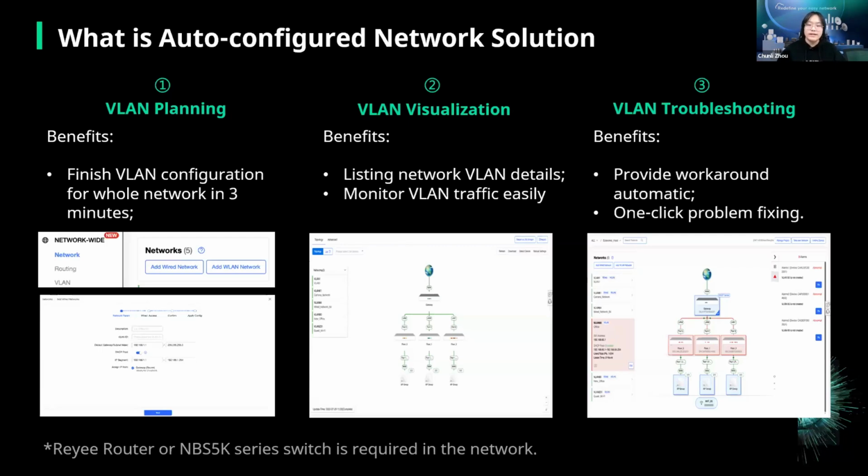It can list network VLAN details in the Reyee Cloud interface, and monitor VLAN traffic easily. Okay. And thirdly, VLAN troubleshooting. When issues happen in the VLAN, it provides a workaround automatically and supports one-click problem fixing. Okay, so this is the ACN, and it is helpful in the network setup. And by the way, if you want to use the ACN, a Reyee router or the MBS 5K series switch needs to be in the network. Okay.